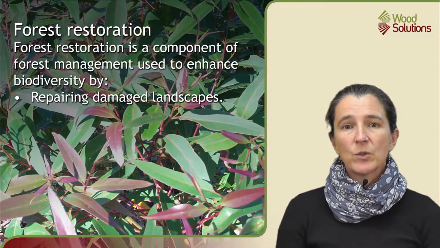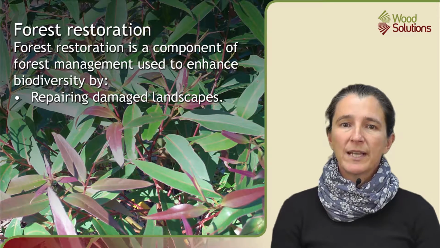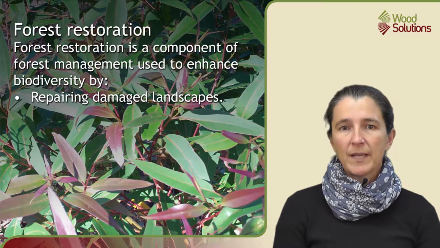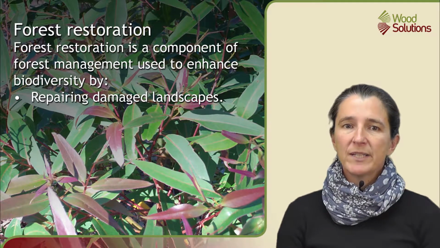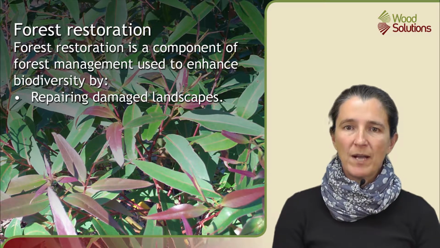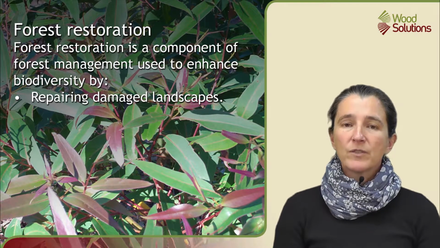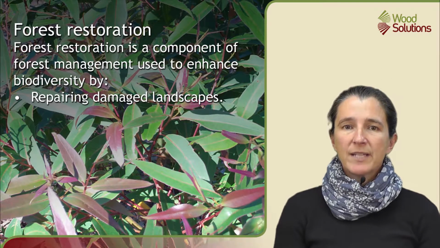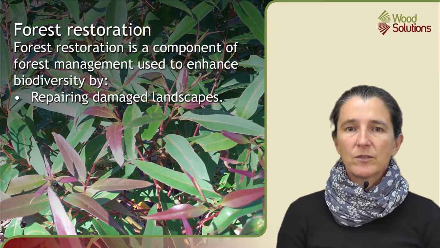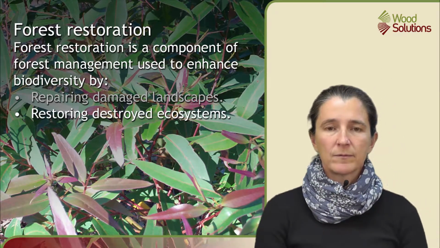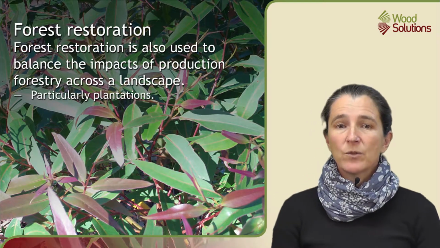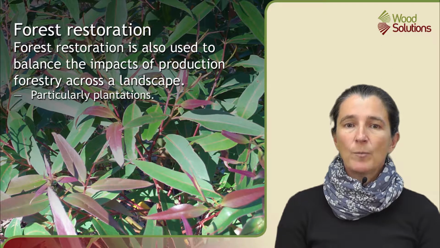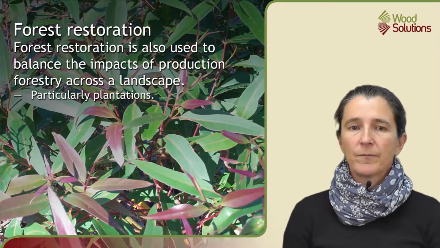Forest management aims to ensure that forestry practice complies with its legal obligations and is sustainable in the landscape over time. It can also progress to include the rehabilitation of parts of the landscape degraded by past practice. Forest restoration processes are used to enhance biodiversity by repairing damaged landscapes and actively restoring destroyed environments. Forest restoration is also used to balance the biodiversity impacts of production forestry, particularly plantation forestry.